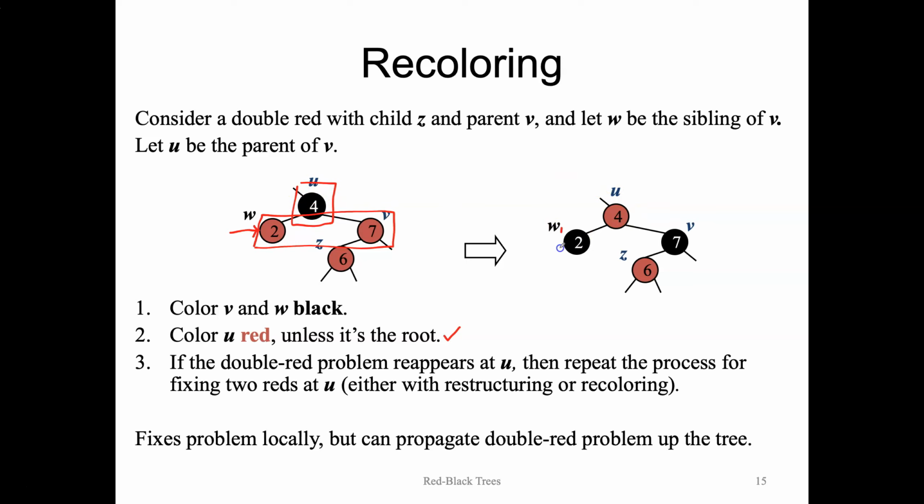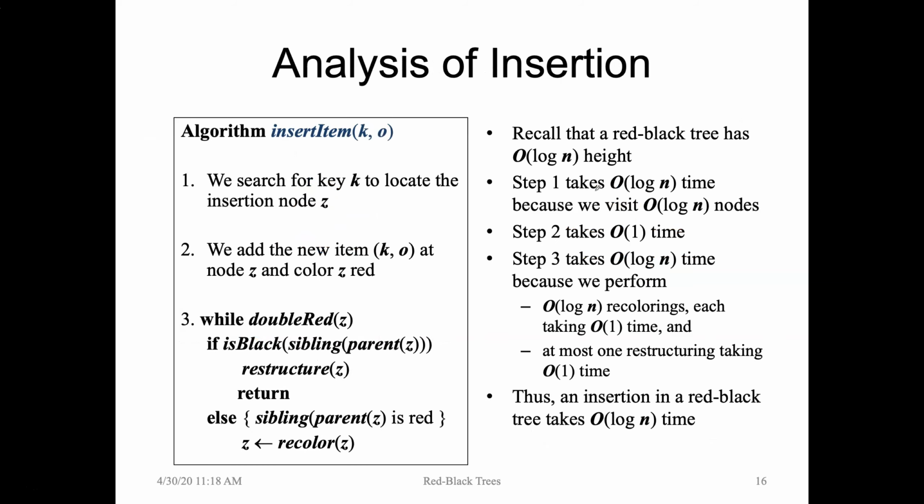Okay, so now that we've colored these nodes black and this node red, we fixed this double red here, but it's possible we propagated that double red up our tree. Then we have to reevaluate again which one of those cases we're in. Should we do a restructuring or a recoloring? So let's see how that would look algorithmically.